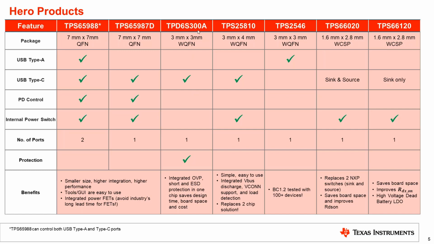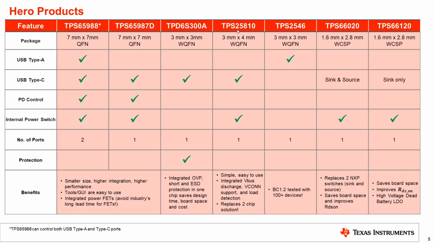So the TPD6S300A is a USB Type-C protection chip, which will protect against events where some of your pins can short to one another. So if VBUS shorts to the CC line or the SBU line, you can damage some of the circuitry on those pins. So the TPD6S300A is a protection chip that's placed in between the Type-C connector and the PD controller to protect the system from such events.